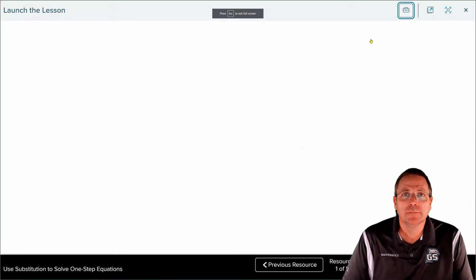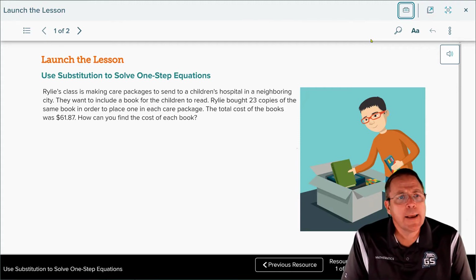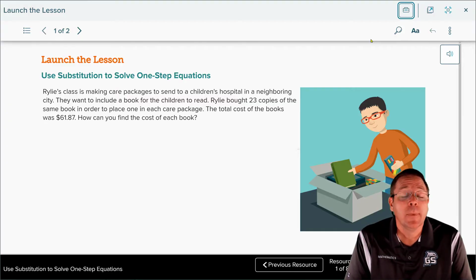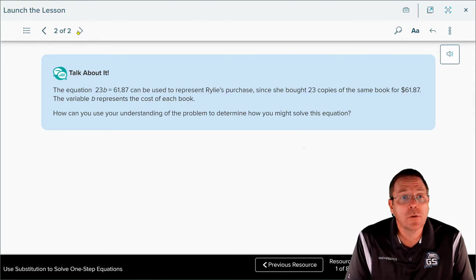Riley's class is making care packages to send to the children's hospital in a neighboring city. They want to include a book for the children to read. Riley bought 23 copies of the same book in order to place one in each care package. The total cost of the books was $61.87. How can you find out how much a book costs?